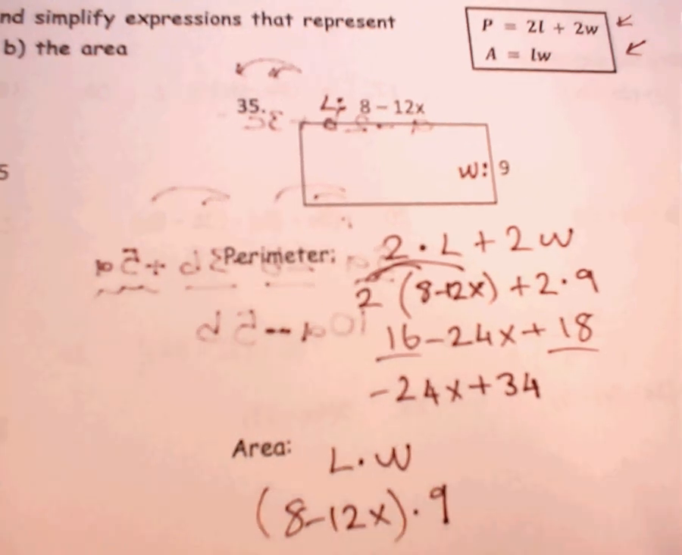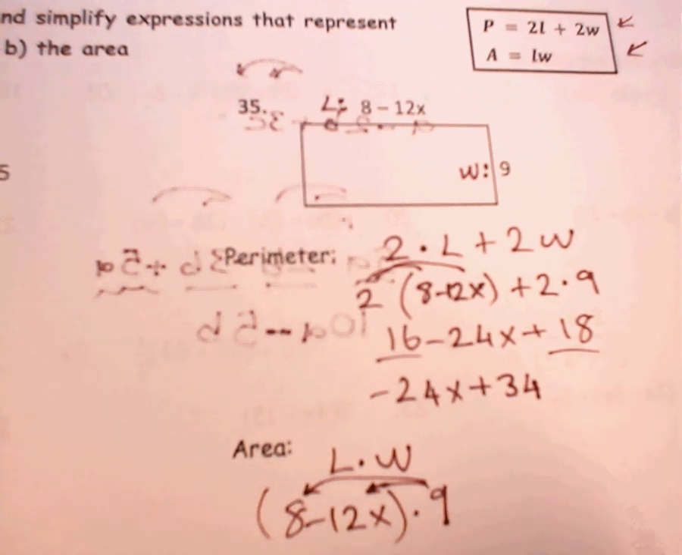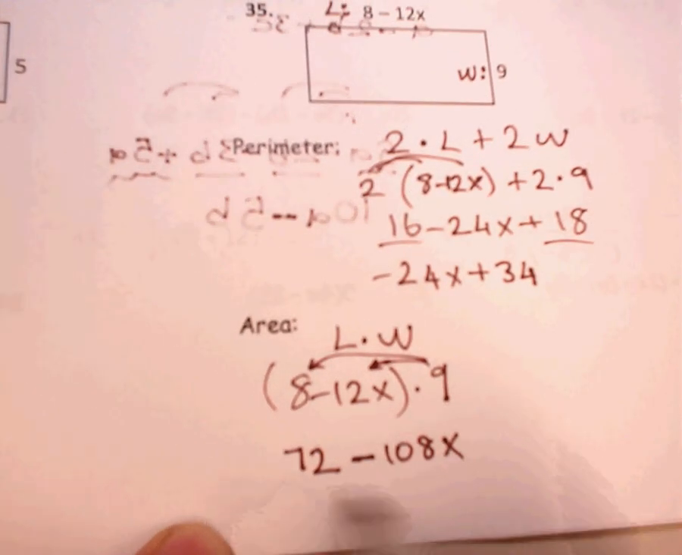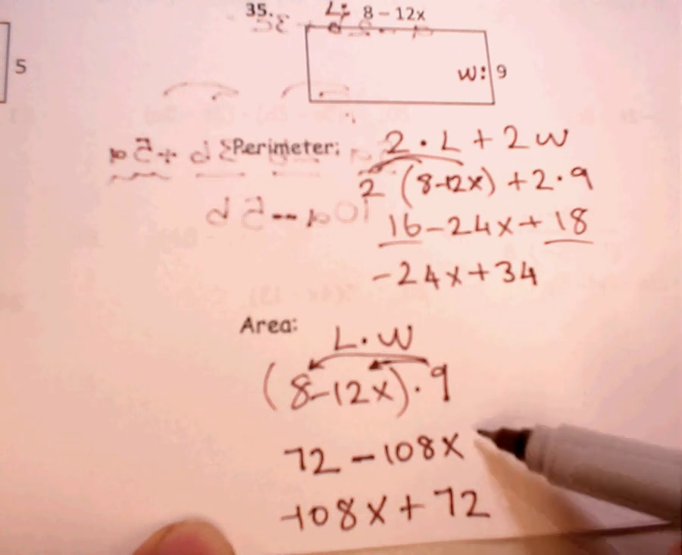This is a backwards type of distribution. I will take 9 and distribute that into the parenthesis. 9 times 8 is 72. 9 times negative 12x is, of course, negative 108x. And we could leave the answer like this, or it's a good tradition to write the x's first and then the numbers. So you could switch it around to write negative 108x plus 72 as well. Either one of the answers would be correct.